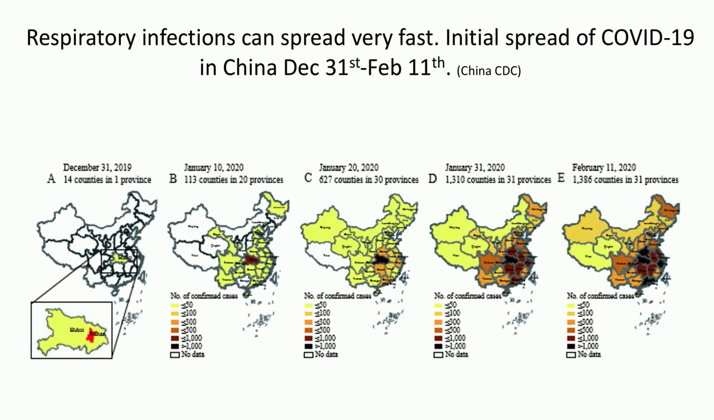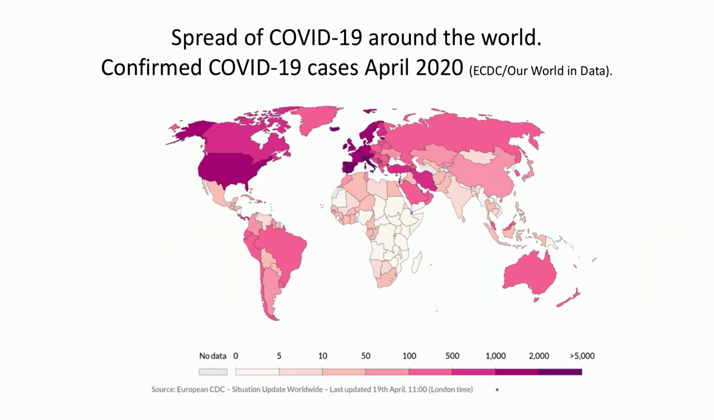And these kind of infections, particularly respiratory infections, can spread very fast. So the initial spread of COVID-19 in China, this is data from the Chinese CDC, and on the left is December the 31st, where it was, and on the right is where it had got to by February the 11th. So only just over a month later. An extraordinary spread through China, which is a large country, obviously, and then spread very rapidly around the world. So infectious diseases can move geographically slowly, but they can also move geographically incredibly fast, and in particular, respiratory infections such as this can move at substantial speeds.